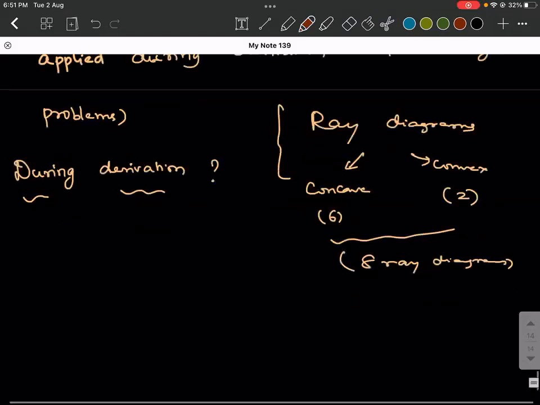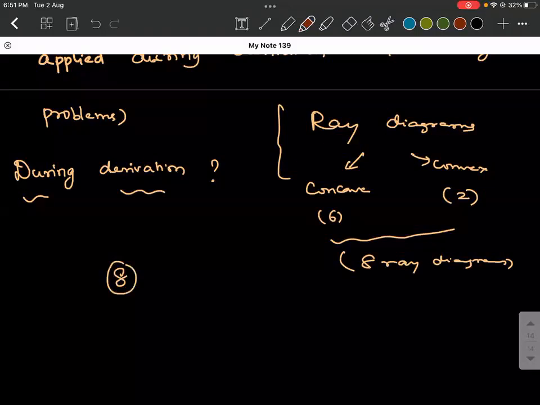Okay. If you didn't apply sign convention and you try to derive a common formula, it is not possible, because for each scenario you will get a different formula. Means for the mirror formula itself, you would have had 8 different formulas, which would be tedious for us to remember. So to make it simple, they came up with the concept of sign convention even during the process of derivation, so that the same mirror formula is applicable for all the 8 situations. That is the reason.